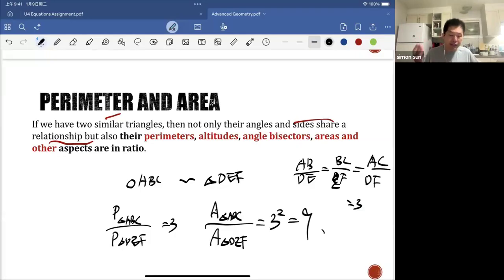Okay, so I don't even need to calculate the area of triangle ABC, as long as I know the side ratio is 3. The area ratio will be the side ratio squared. The perimeter ratio will be equal to the side ratio. Okay, and this will accelerate your calculating speed for geometry questions. But before we do this, you definitely need to get familiar with how we prove two triangles are similar.